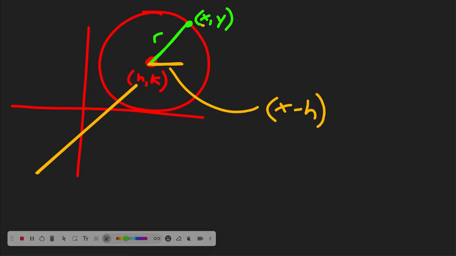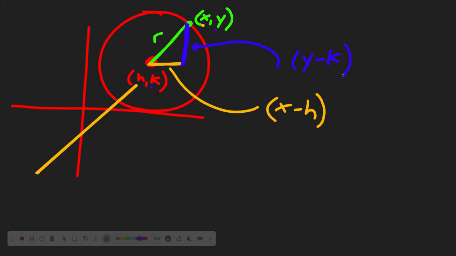And then similarly, how far up did we go to get to the green point? We went up Y. How far up did we go to get to the red point? We went up K. So what's the length of that? Very good. It's Y minus K.